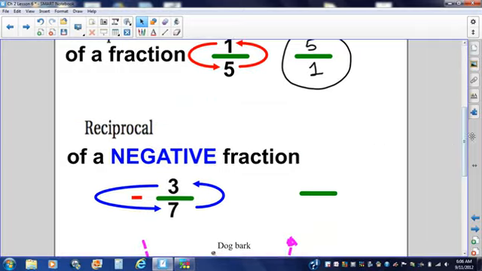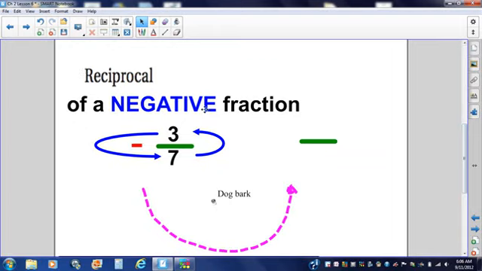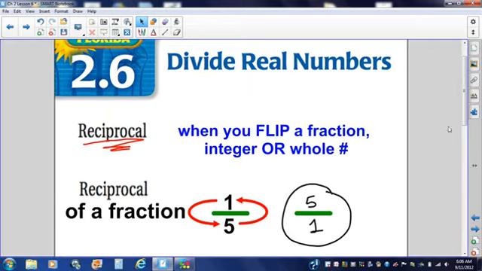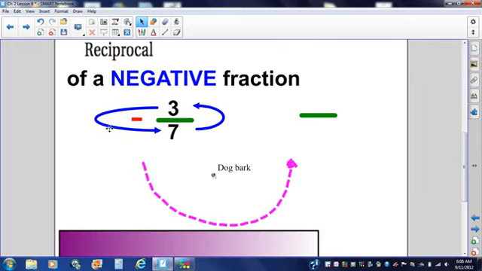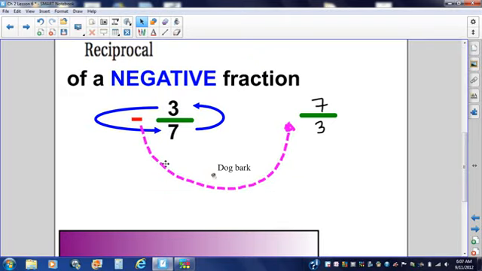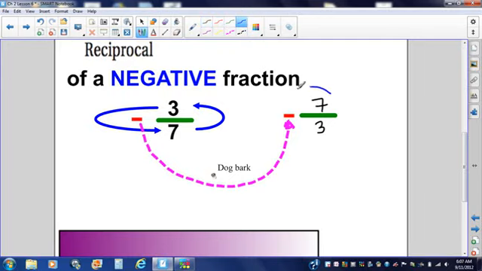Next example I'd like you to write down: the reciprocal of a negative fraction. Let's say you have the fraction -3/7. Well, we said that reciprocal is when you flip the numbers. So 3 goes to the bottom, 7 goes to the top. But yes, those of you that are thinking it, the dog in this case is my negative sign, and my negative sign follows me. So the reciprocal of -3/7 is -7/3. Just bring over the negative sign.